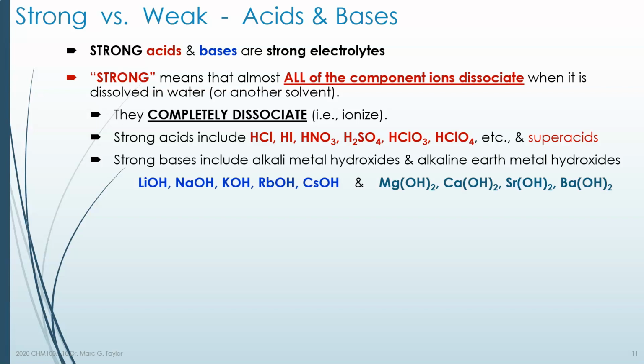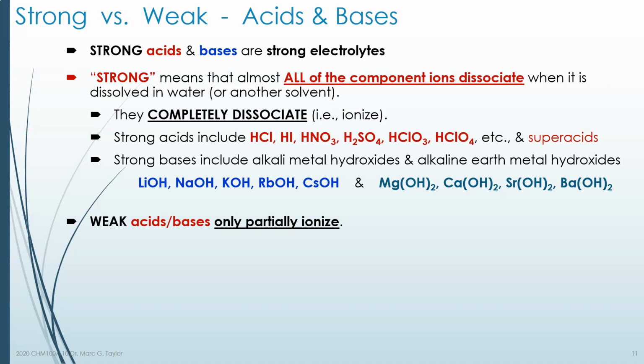So the strong bases will be bases that are made from alkali metals, lithium, sodium, potassium, rubidium, and cesium hydroxides, as well as alkaline earth metal hydroxides, magnesium hydroxide, calcium hydroxide, strontium hydroxide, barium hydroxide. So if they're made from metals in the first two columns of the periodic table, those are strong bases. If they're hydroxides from those, strong bases.